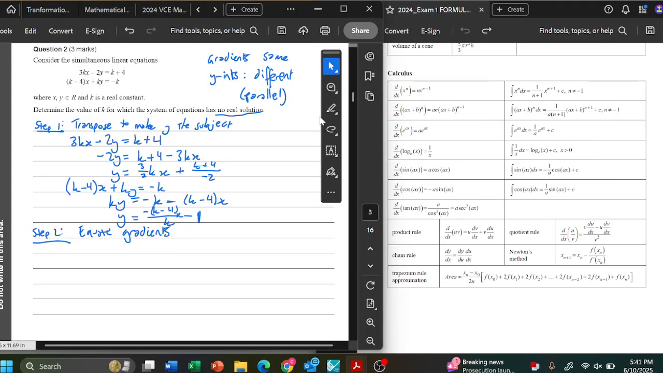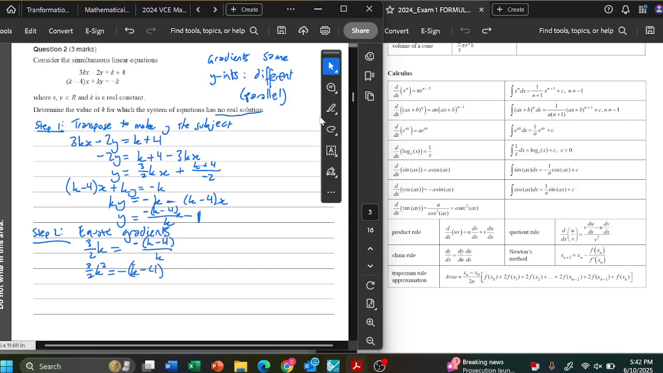That's all good. So we're going to equate the two gradients. The gradient of the first one is 3 on 2k. The gradient of the second one is negative k minus 4 over k. So that's this and this for the two equations here, right? First thing we need to do is get rid of this little fraction over here. So let's multiply both sides by k to tidy things up a little bit. That's 3 over 2k squared is equal to negative k minus 4.